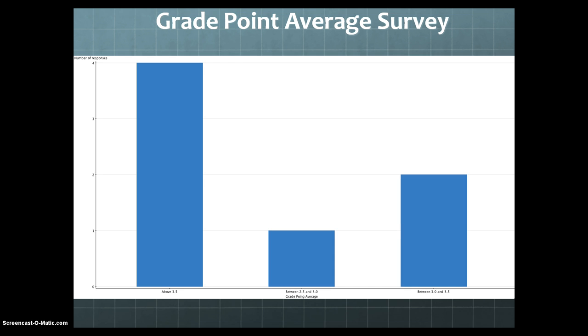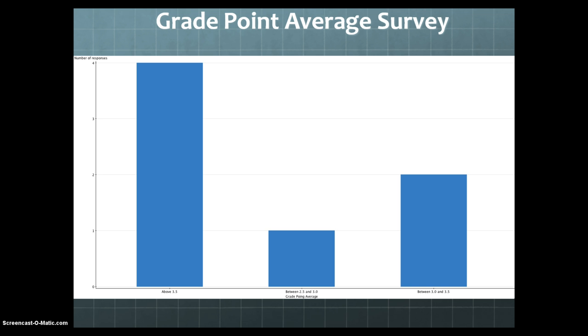I also used a bar graph to show the GPAs. I had 4 responses for people who had above 3.5, 1 response for someone who had between a 2.5 and 3.0, and 2 responses for someone who had between a 3.0 and a 3.5.